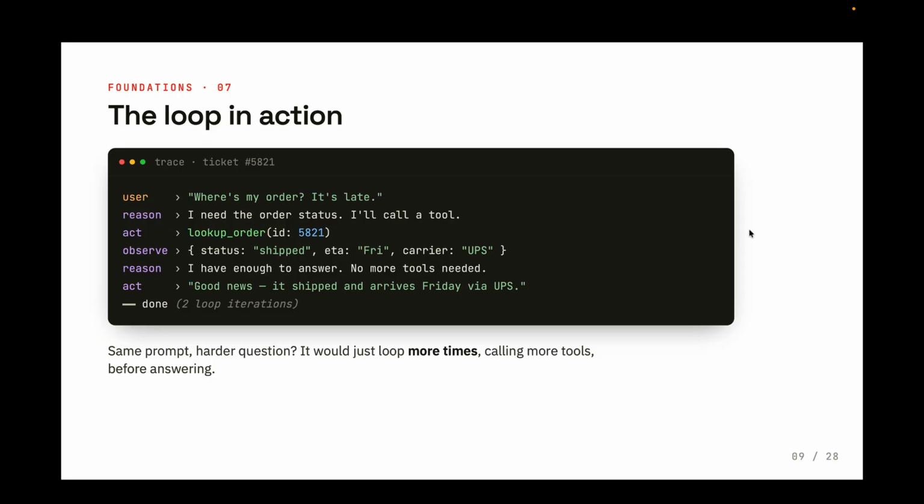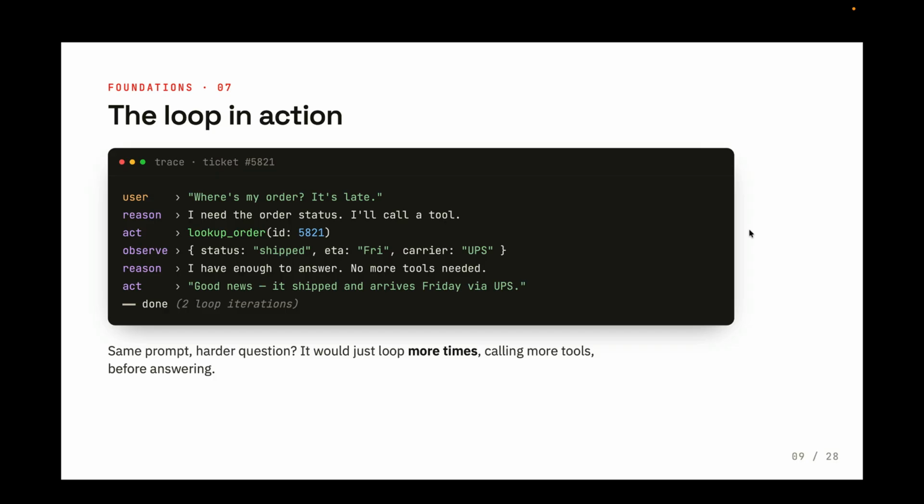So a loop in action here is you might have a user prompt saying, where's my order? It's late. The reason: I need the order status, and then the agent will call a tool. The acting part of it is do a lookup on this order. Observation: the answer returned is the status is shipped with an ETA. And then the reason is, I have enough to answer. No more tools needed. And then now you can act: good news, it shipped and arrives Friday via UPS. So this is the agent in action in the agent loop given their user prompt.